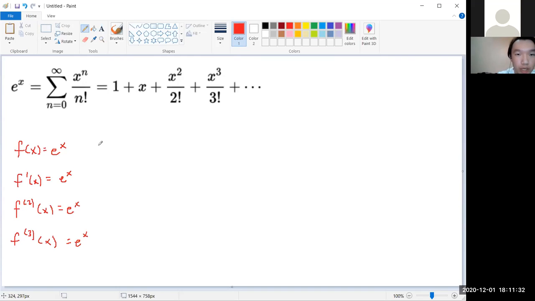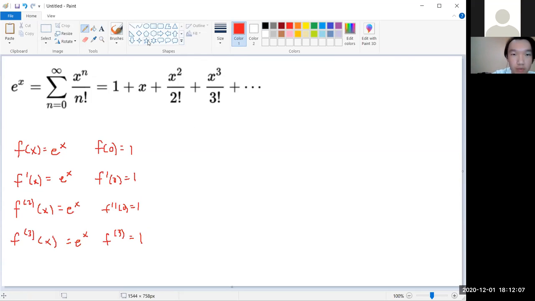If we evaluate this particular function at the center, let's say the center is 0, then we're going to get e to the 0 power, which is 1. The first derivative at 0 is also 1. The second derivative is also 1. And the third derivative is also 1. So the point of a Taylor series is to match the derivative values for the left and right hand side.